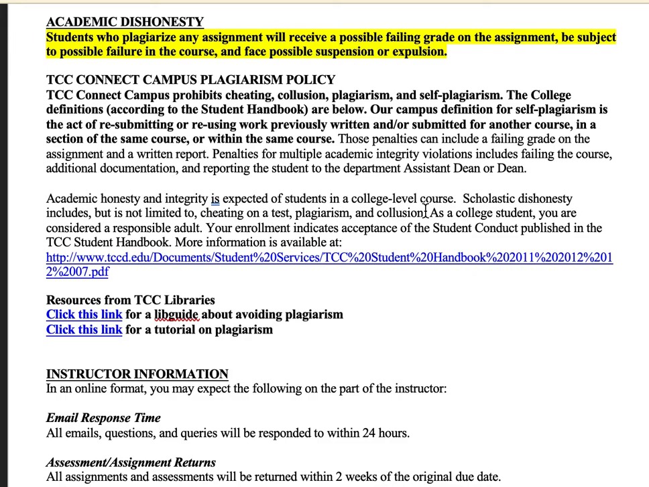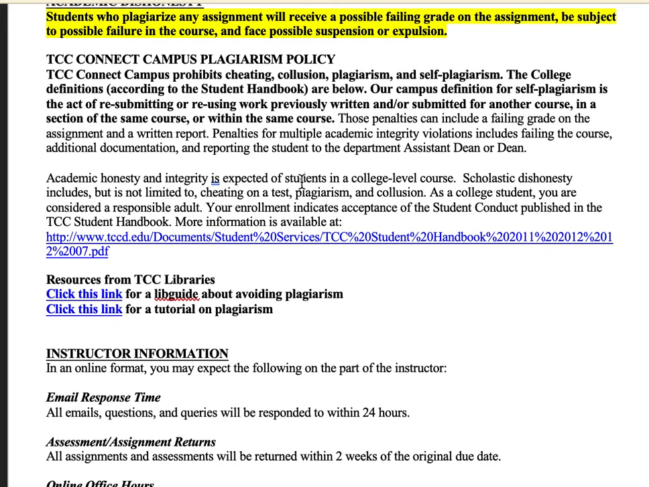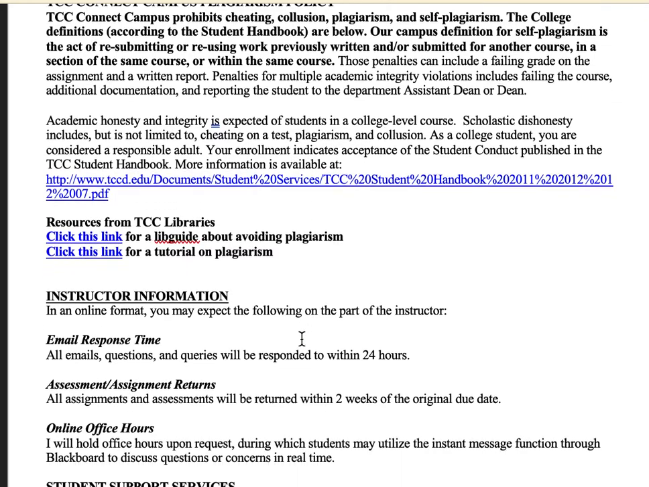If you do plagiarize, you can receive a failing grade on the assignment. You can be subject to failing the course. You can face suspension or expulsion. You can even be kicked off of any extracurricular activities. So please read the plagiarism policy very, very carefully. It's very clear from TCC, and like I said, it's really not worth the penalties that can happen for at most a 3 to 4 page paper. So please don't do it. It's not worth it. It will get caught every time.